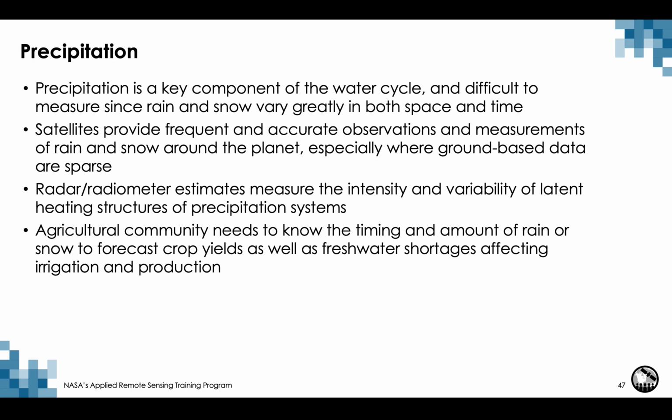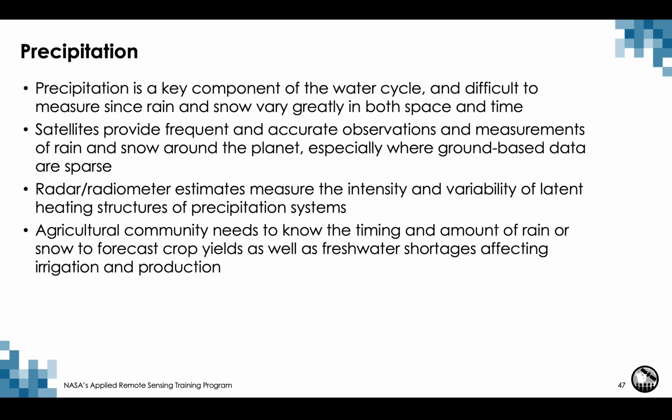Radiometer estimates measure the intensity and variability of latent heating structures of precipitation systems. The agricultural community needs to know the timing and amount of rain or snow to forecast crop yields, as well as freshwater shortages affecting irrigation and production. NASA's Precipitation Measurement Missions, or PMM, provide a continuous, long-term record over 20 years of precipitation data.